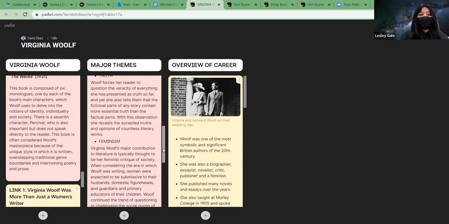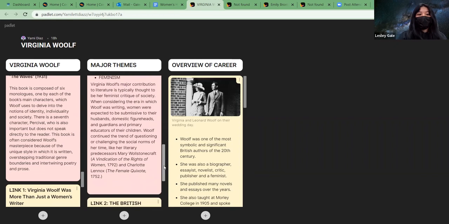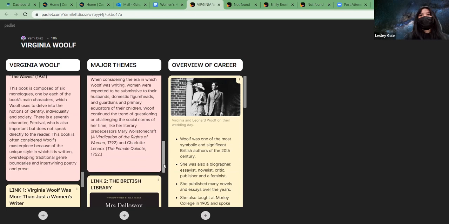Another one would be feminism. Virginia Woolf's major contribution to literature is typically thought to be her feminist critique of society. She was very advanced for her time. She actually is a really good example of how women were never given a voice during that time. And she made a beautiful connection on how gender roles were a big problem and how they should be fixed.